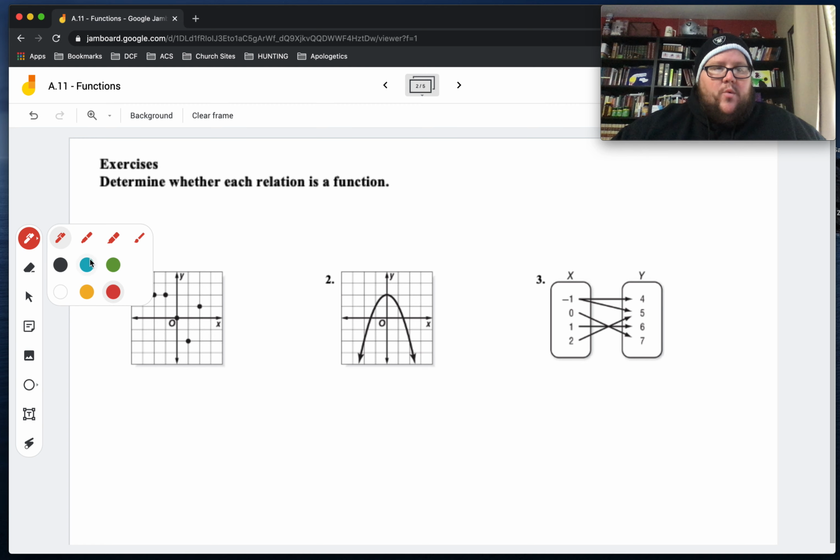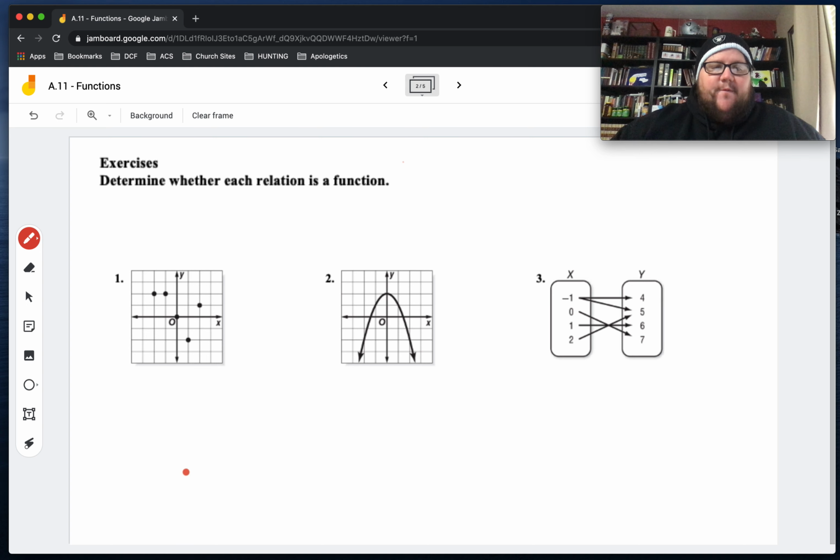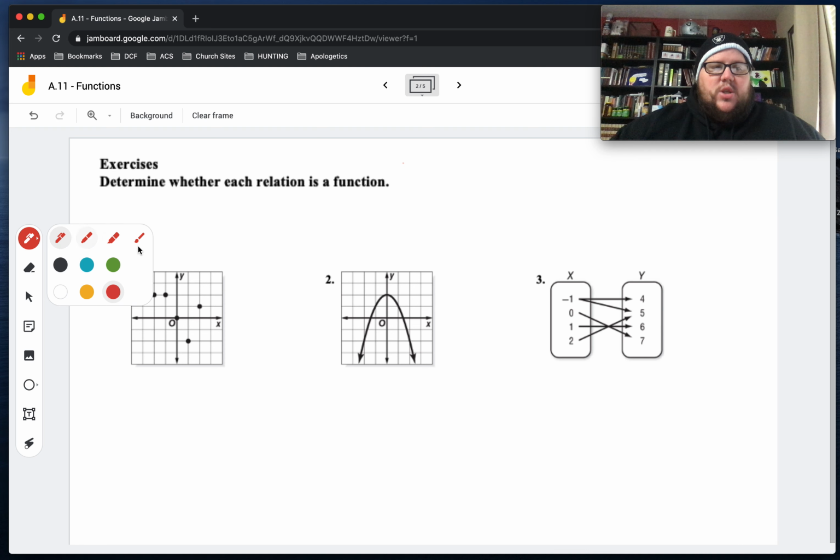So remember what I said: if I see a graph, I'm going to do the vertical line test to determine if it's a function. So I'm going to drop vertical lines through these points. So let's see. There's a point here. If I drop a vertical line through this point, look at that. Only one point it goes through. 1 point. 1 point. 1 point.